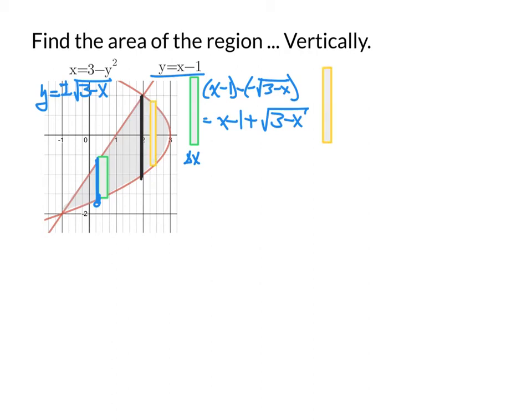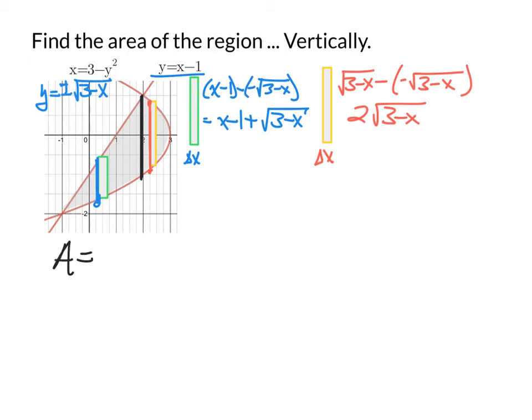For this representative rectangle, our base is still a change in x, but now our side length right here, when we go big curve minus little curve, those are both parts of the parabola, which means the bigger curve is the positive square root, and then we'll subtract off the smaller curve, which is the negative square root. So we're looking at 2 square root 3 minus x. Now we're ready to set everything up to find that exact area.